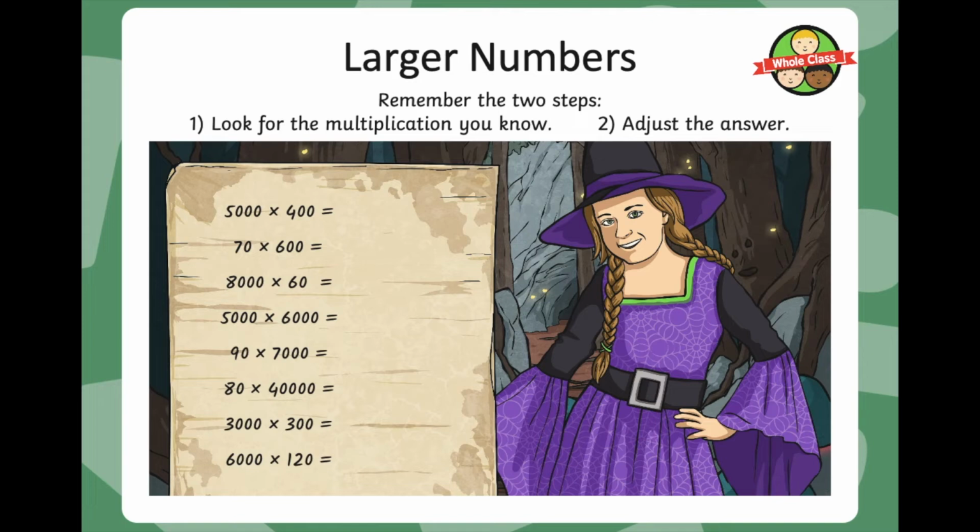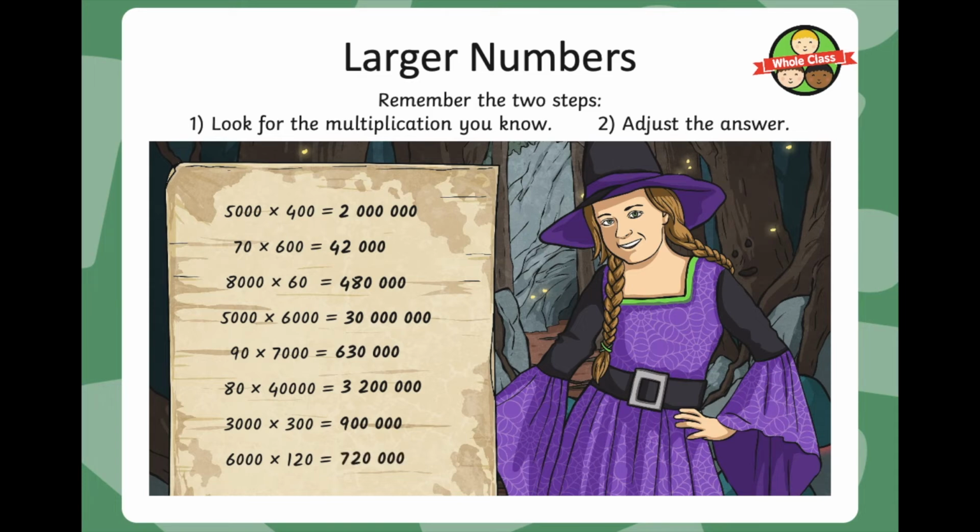How did you get on? Let's have a look at the answers. So 5,000 times 400 is 2 million. 70 times 600 is 42,000, 8,000 times 60 is 480,000, 5,000 times 6,000 is 30 million, 90 times 7,000 is 630,000, 80 times 40,000 is 3,200,000, 3,000 times 300 is 900,000, and 6,000 times 120 is 720,000. Well done if you got all those correct.